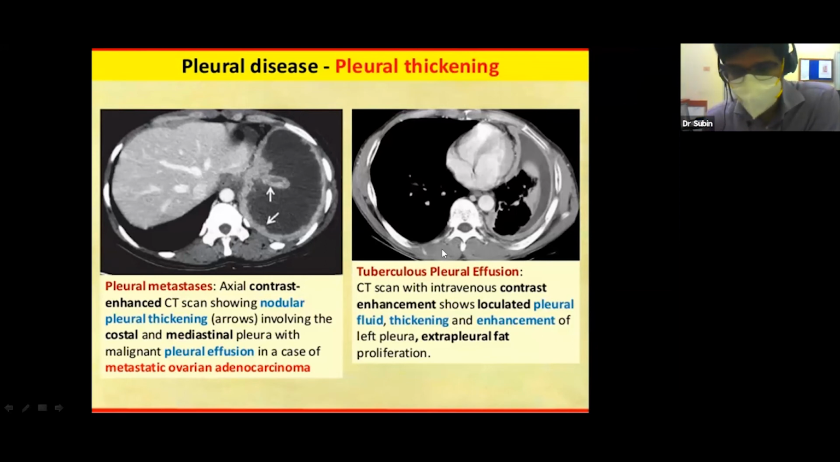This is a metastatic ovarian carcinoma which had a malignant pleural effusion. This is a tubercular effusion. If you see, the first one had this nodularity. This one is looking a bit more smooth. So this is a loculated pleural fluid with thickening and enhancement of the left-sided pleura. This is a tuberculous pleural effusion.